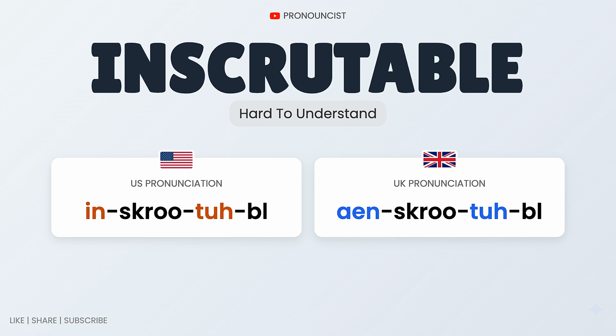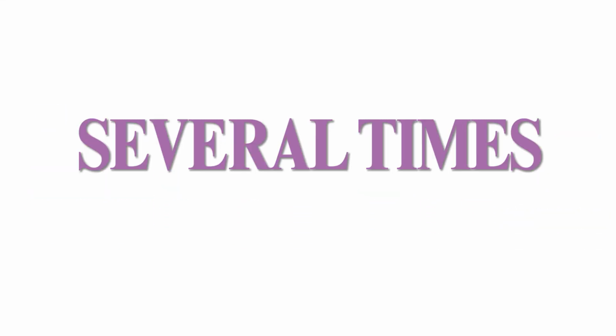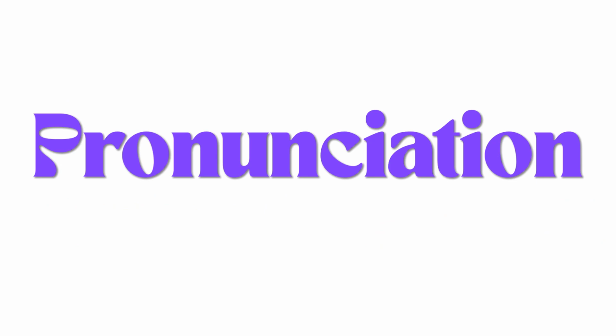Inscrutable, inscrutable. US starts with in. UK starts with ain. Practice repeatedly and you'll soon be able to say this word perfectly. The best way to practice is to repeat the syllable multiple times. The meaning of the word is hard to understand. Try repeating this word several times to improve your pronunciation.